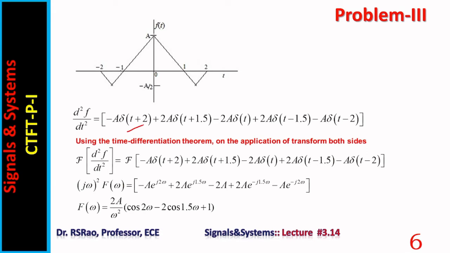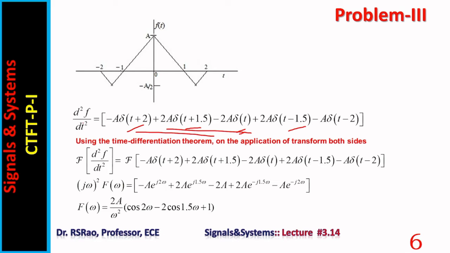Impulse at t equal to -2, impulse at t equal to -1.5, impulse at t equal to 0, impulse at t equal to 1.5, impulse at t equal to 2. When I say pulse here in this expression, I mean impulses. So before going further, let me mention that these are impulses which we got when we differentiated the given signal twice. So d square f by dt square is the sum of these 5 impulses.